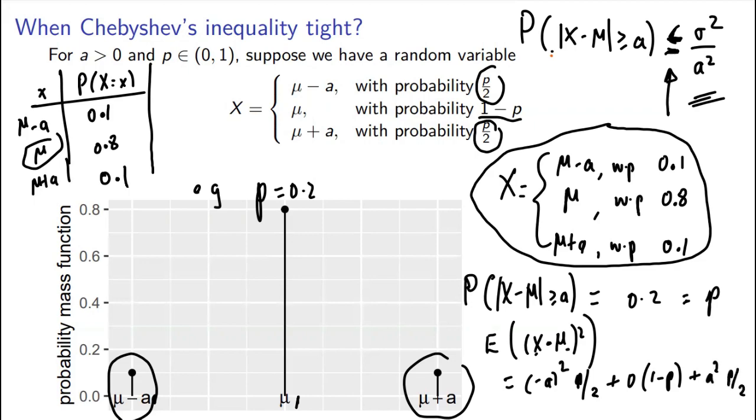So if you sum these three quantities up, you get the variance, sigma squared, which is equal to p times a squared. Sigma squared divided by a squared is equal to p times a squared divided by a squared, which is equal to p, which is exactly the same as the left-hand side. So this is a situation where the strict equality of Chebyshev's inequality is satisfied.